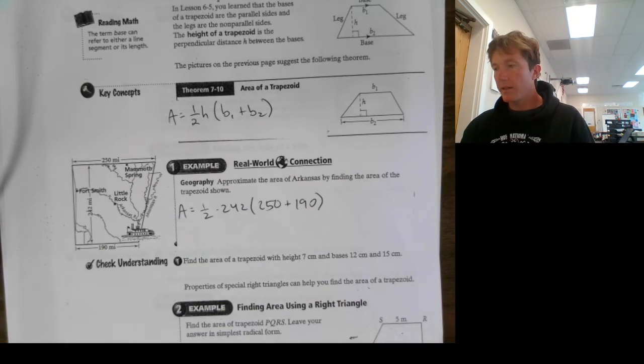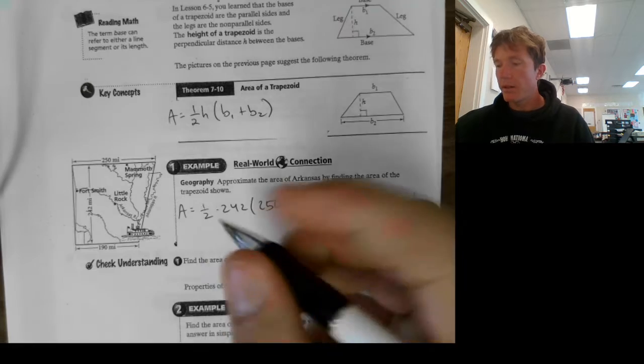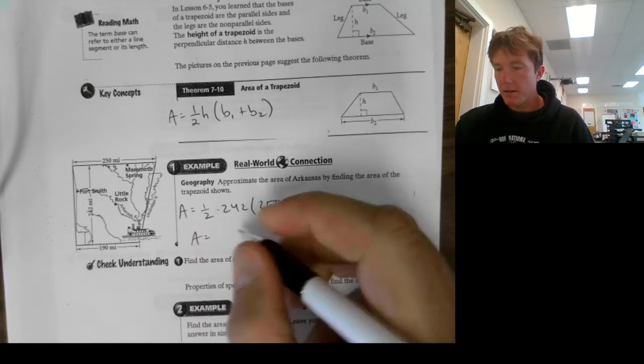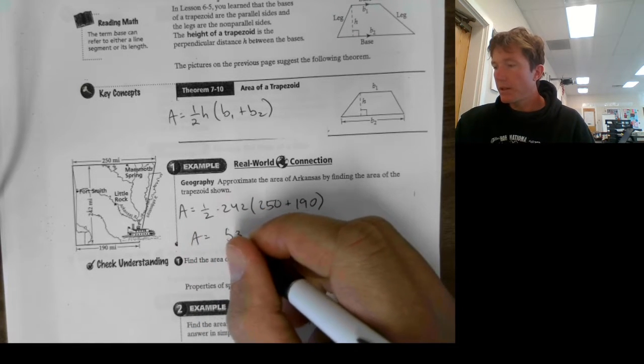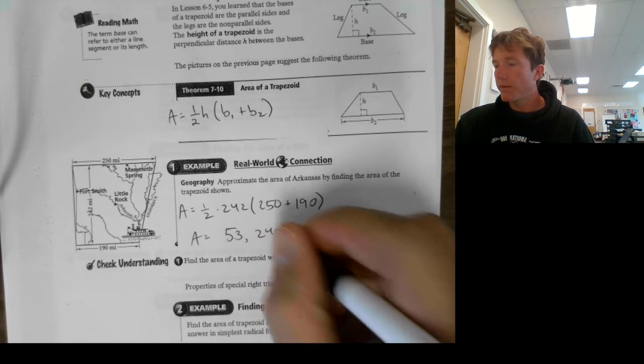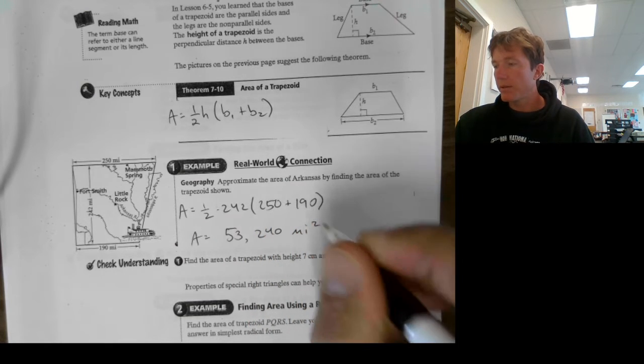And then I put this in the calculator. So the approximate area of Arkansas is about 53,240 miles squared. It's pretty big.